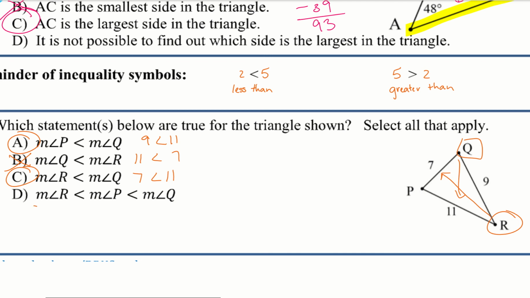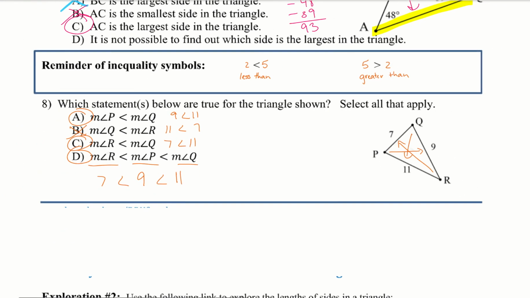All right, now I have all of the letters. I'm just going to plug them into the inequality to decide if it's true or not. So let's go ahead. R will be 7. So 7 is less than, which is P, which is 9, which is less than Q, which is 11. And that does check out. 7 is less than 9, 9 is less than 11, and if you read it the other way around, 11 is greater than 9, and 9 is greater than 7. So D works as well.